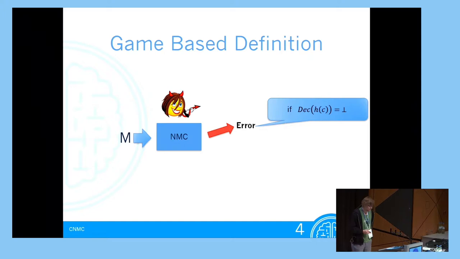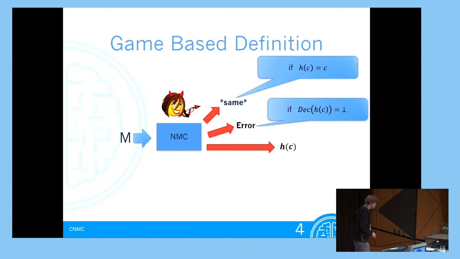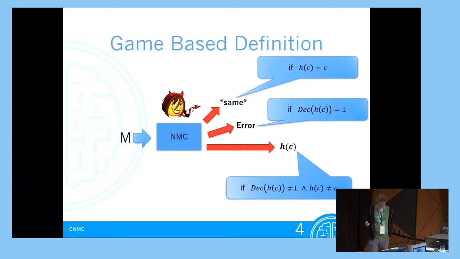But now there will be some differences. So he will get a special symbol same if and only if the code word he's tampering with happened to be a fixed point of the tampering function. So he will get answer same only if the tampering function did not do anything. In any other case, it's again stronger, he will get the whole tampered code word. So if the tampering is valid and tampering did change something, then the adversary gets the whole code word. This is a super strong experiment. That's the strongest possible experiment. And the goal of the adversary is obviously to guess the message.